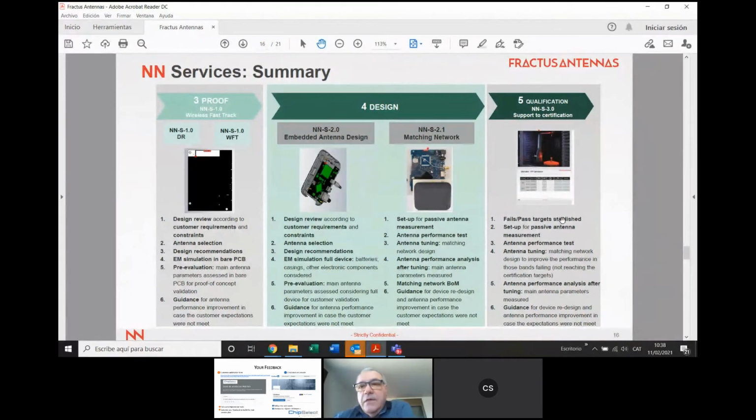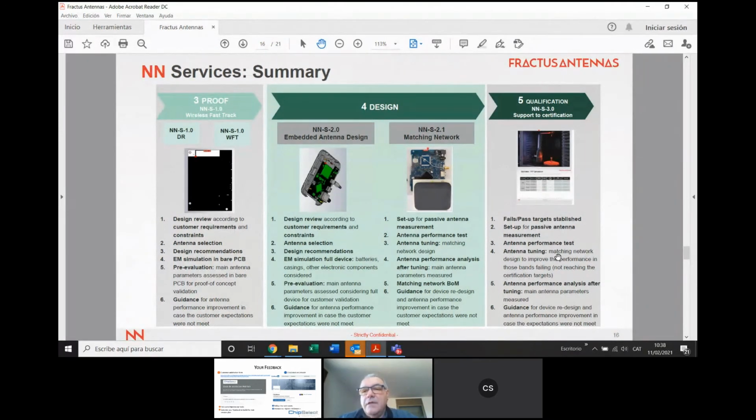Also, we are offering this service to prepare the device for the certification. And we can make some analysis in the setup, the same way that we make it in the matching network service. We are making some measurements always in passive. Remember, we never make it in active. The antenna performance test, the antenna tuning, the antenna performance analysis, and then the device is prepared for the certification process.